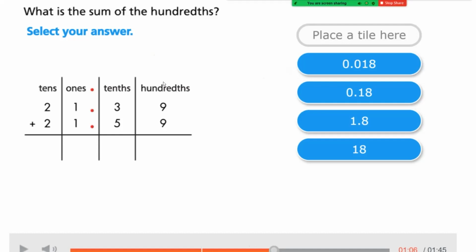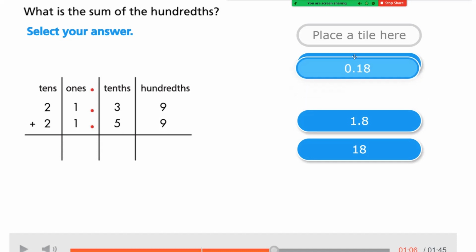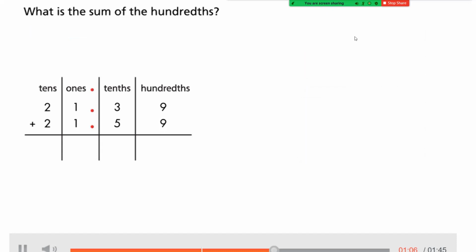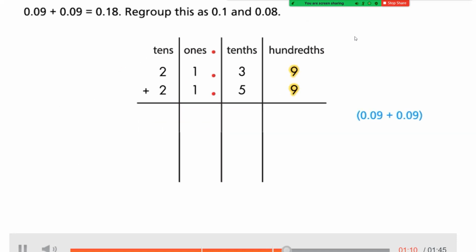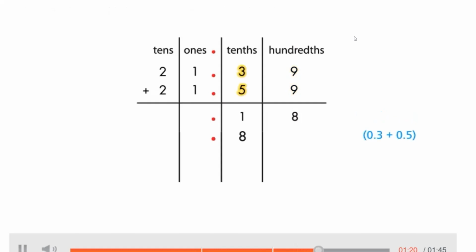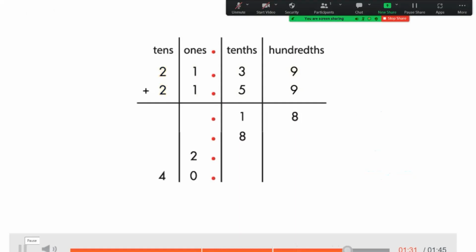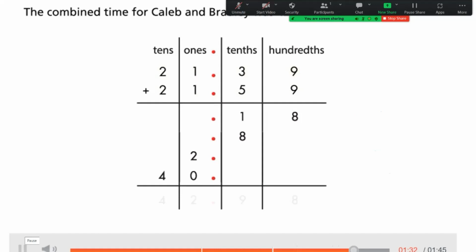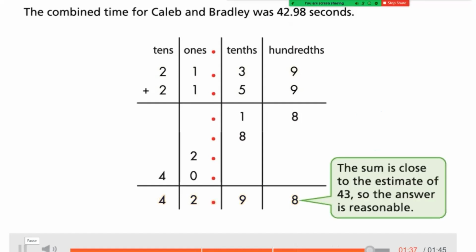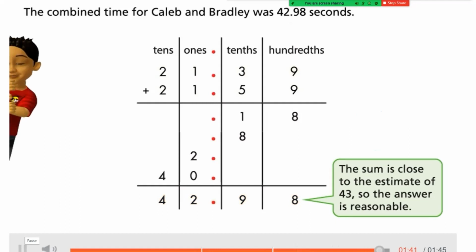Okay, now the hundredths place are these two nines. So the sum of these two nines, 9 hundredths plus 9 hundredths, is going to be 18 hundredths. So it's going to be 0.18. 9 hundredths plus 9 hundredths equals 18 hundredths. Regroup this as 1 tenth and 8 hundredths. Then add the tenths, ones, and tens. The combined time for Caleb and Bradley was 42 and 98 hundredths seconds. The sum is close to the estimate of 43, so the answer is reasonable.